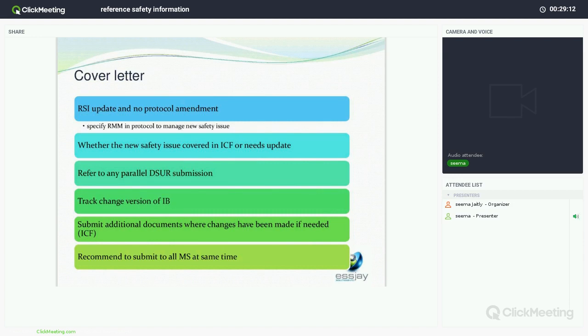If you have a DSUR submission, you need to state that, and you submit your track change versions of your IB and any other documents where changes have been made if needed. And it is recommended that you submit this to all member states at the same time. Obviously, you will then get hopefully approval around the same time as well.